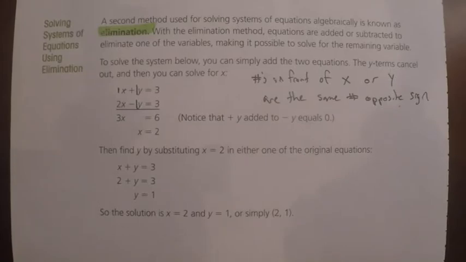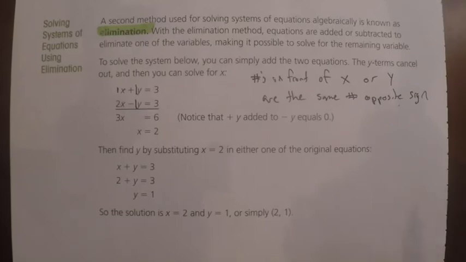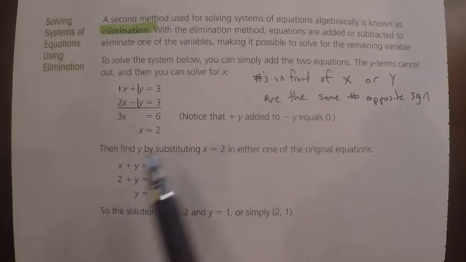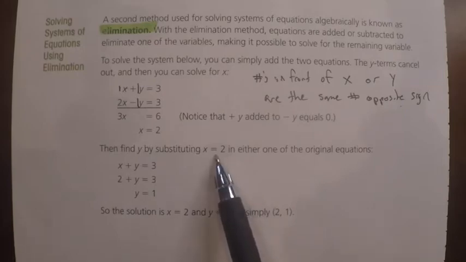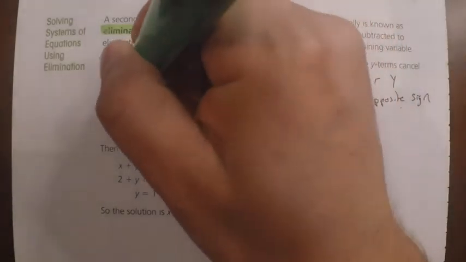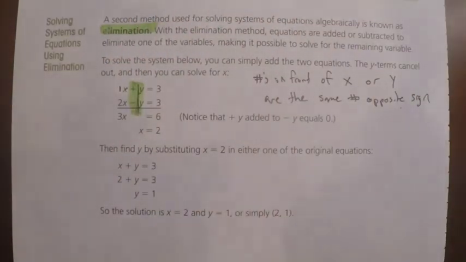Then, just like with substitution, right, the last step is always going to be to substitute our x value into one of the equations to find the y value. So we took x equals 2, they substituted it into the first equation, found that y was 1, which gave them their answer of 2, 1. So the key here is that our numbers in front of our y's were the same absolute value, right? But they were opposite signs.